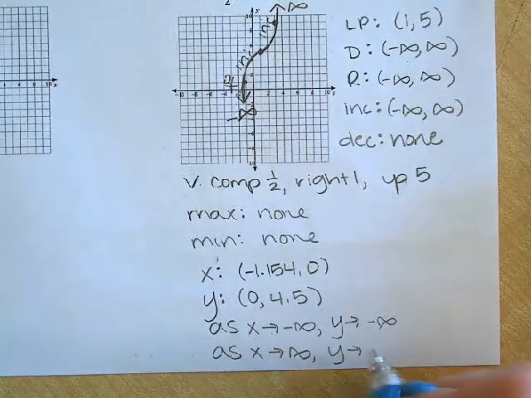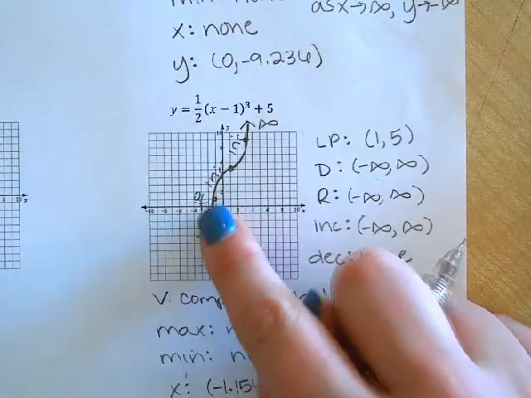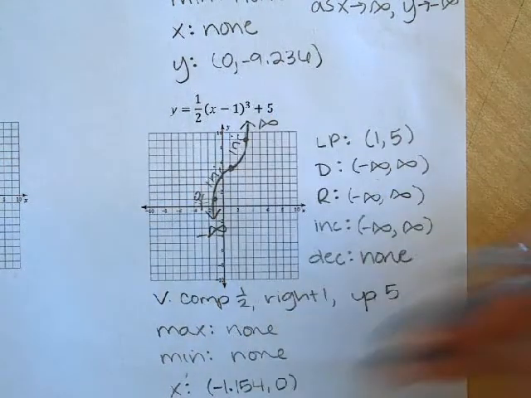So y goes to positive infinity. Okay, and the last thing we check starts with a C. Continuity. So if I put my finger on it and I trace it, do I ever have to pick up my finger? Nope, so this is continuous.